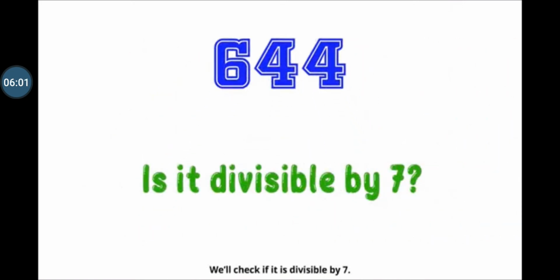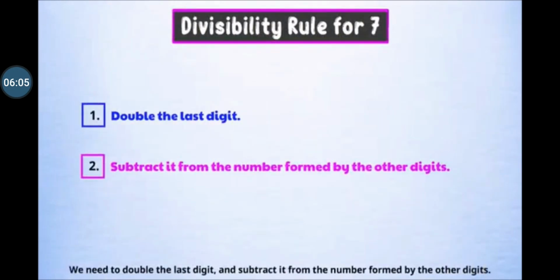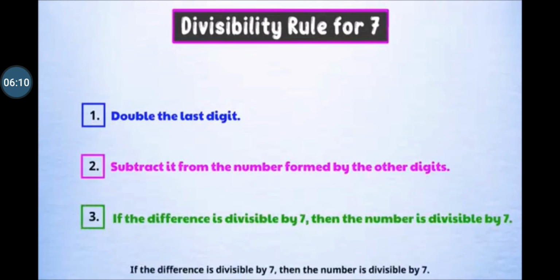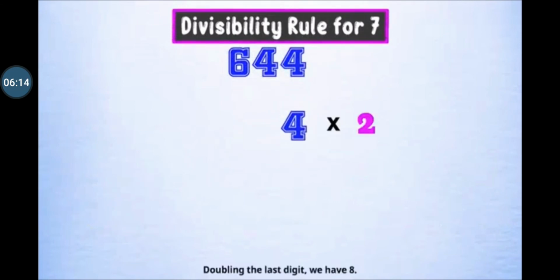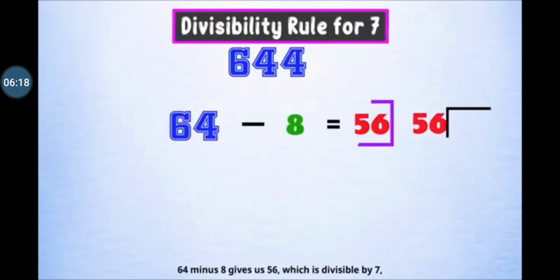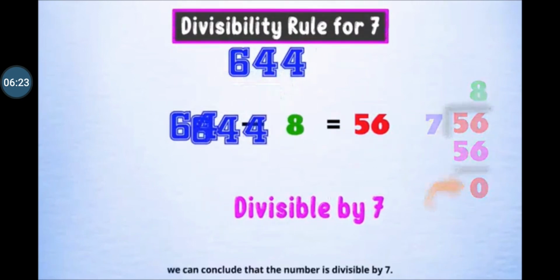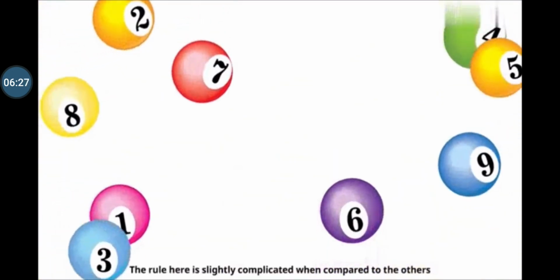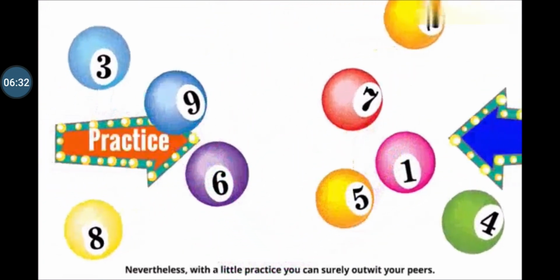Look at this number. Is it divisible by 7? So check the rule. We have to double the last digit and then subtract it from the number formed by the other digits. If the difference is divisible by 7, then the number is divisible by 7. The last digit is 8, so doubled it is 16. Then 64 minus 8 will be 56 and it is divisible by 7. So the number is divisible by 7.